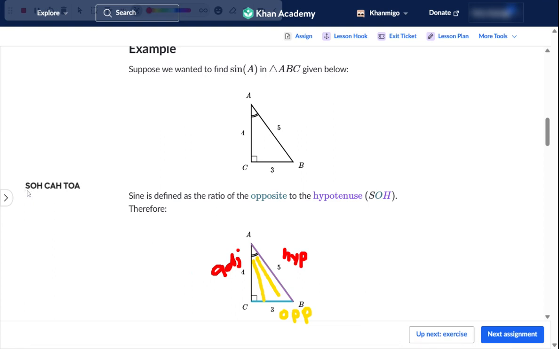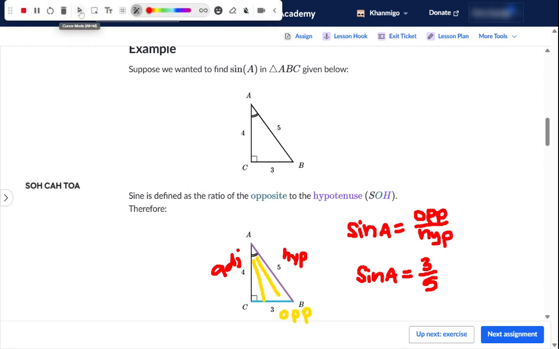Now for sine, for SOHCAHTOA, opposite over hypotenuse. So we would say the sine of angle A is equal to opposite divided by the hypotenuse. Then we just plug it in. So sine A equals opposite is 3, hypotenuse would be 5. And we'll scroll down and double check, and that should be it.